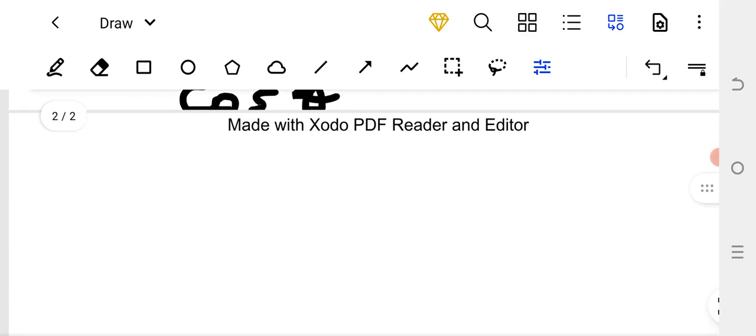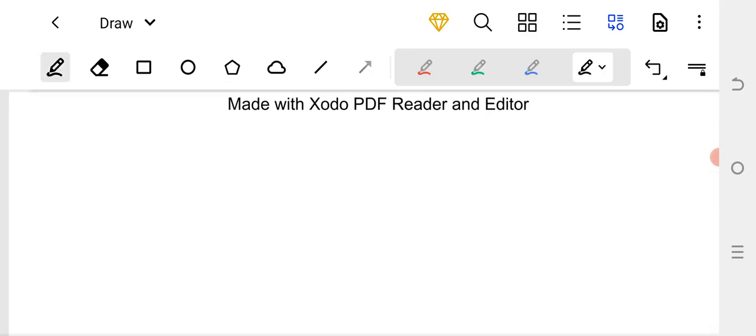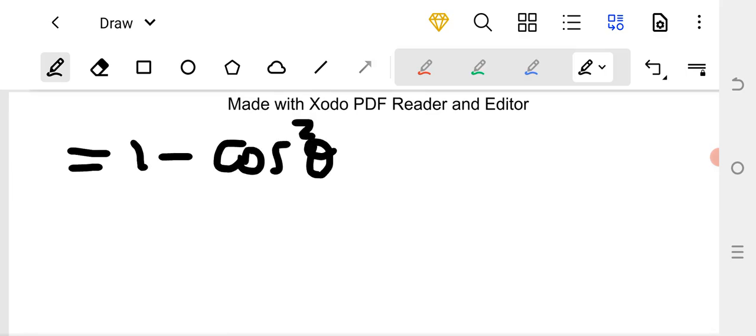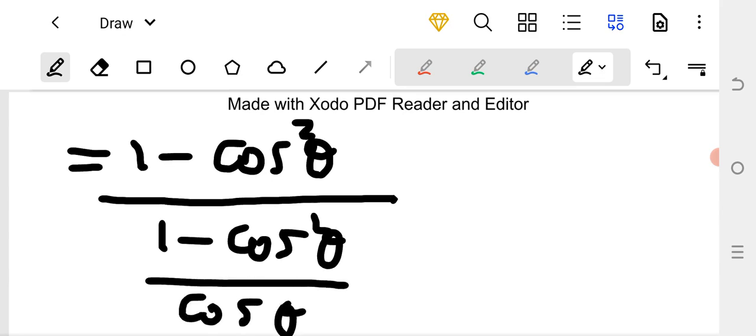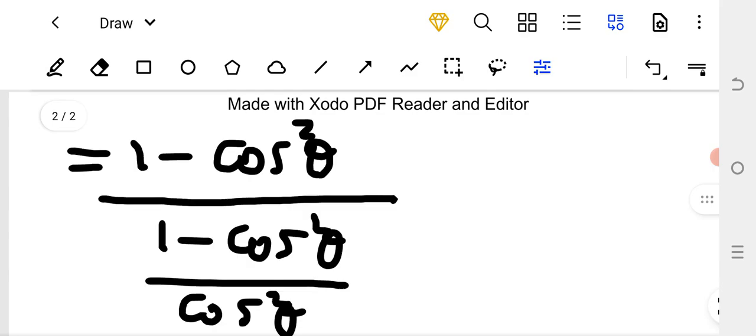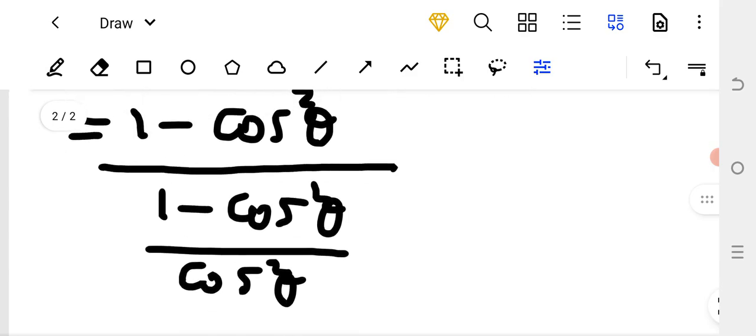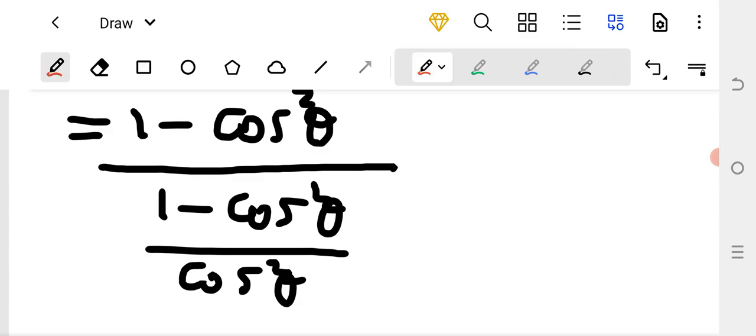Let me write that on the next page. So the next page we're saying is equal to 1 minus cos theta squared. Then we write a long bar like that. Then we're going to say 1 minus cos theta squared, then divide by cos theta squared. That's what I was meaning. Then from here we're going to simplify, where we're going to treat this as one denominator.